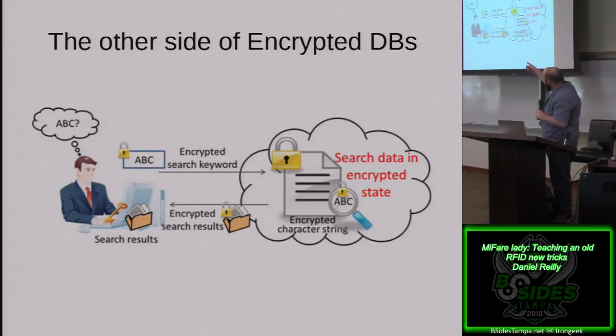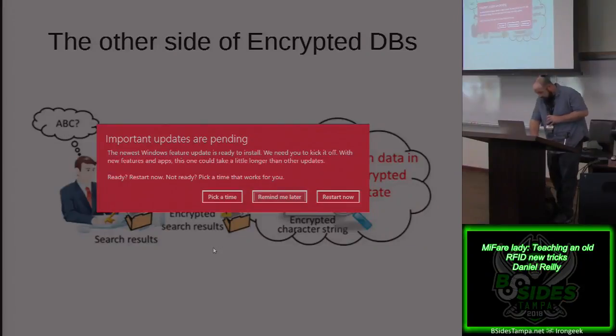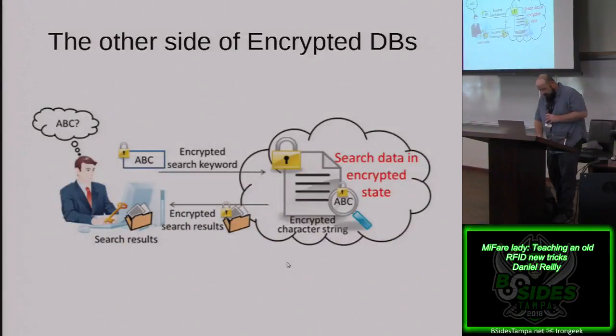And you've got Mr. User down there. He wants to search for a new Windows update called ABC. So he's going to type in his search ABC, which is then encrypted with the database password. The database uses the encrypted value to search its encrypted keys and sends back an encrypted result, which gets decrypted and given to Mr. User.